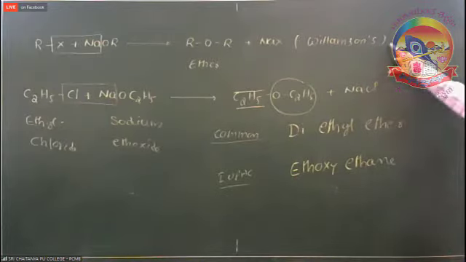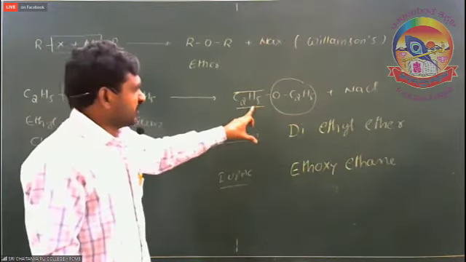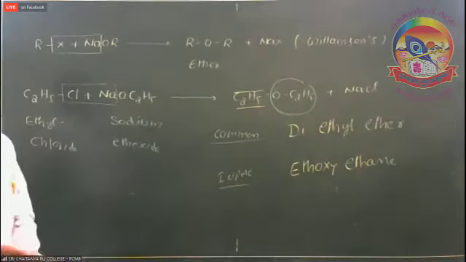What is the name of the reaction? Williamson's synthesis. What is Williamson's synthesis? Alkyl halides react with sodium alkoxides, giving ether. Taking a particular example, ethyl chloride reacts with sodium ethoxide. It gives C2H5OC2H5. The common name is diethyl ether, and the IUPAC name is ethoxyethane.